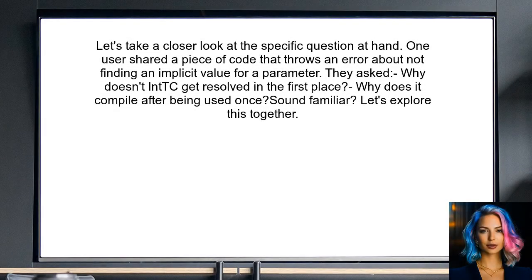Let's take a closer look at the specific question at hand. One user shared a piece of code that throws an error about not finding an implicit value for a parameter. They asked, why doesn't intTC get resolved in the first place? And why does it compile after being used once? Sound familiar? Let's explore this together.